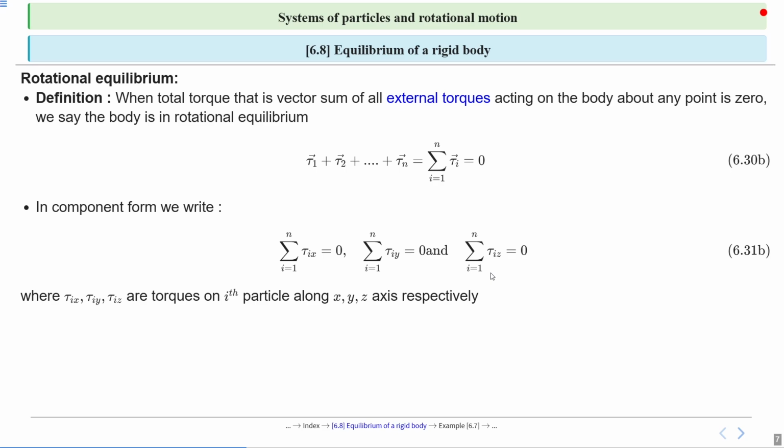In simple words, in translational equilibrium, the net force, that is the vector sum of all external forces acting on the body about any point, is 0. In rotational equilibrium, the total torque, the vector sum of all external torques acting on the body about any point, is 0. Both force and torque are vector quantities. They have both magnitude and direction. That's why we use the word vector sum, not simple algebraic sum, because both quantities are vectors. All right.